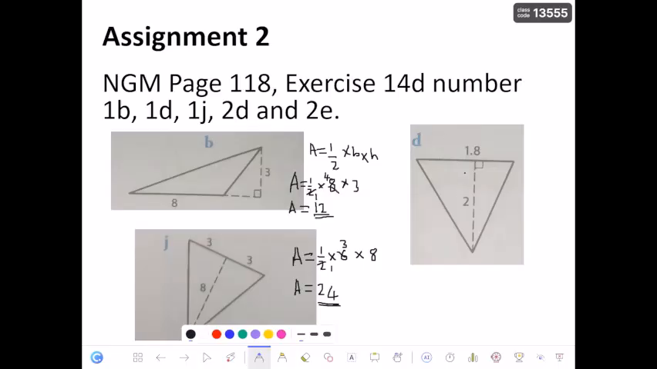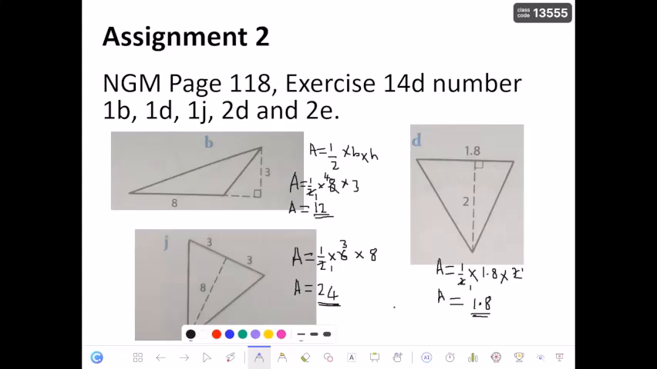Then finally, this D on this page, the base is 1.8. So your area is equal to 1 over 2 times the base, 1.8, then multiplied by the height. The height is 2, you can see it, which is 90 degrees to the base. If you divide directly, 2 here 1, 2 here 1, your area will be equal to 1 times 1.8, which is also 1.8. So please take note of that.